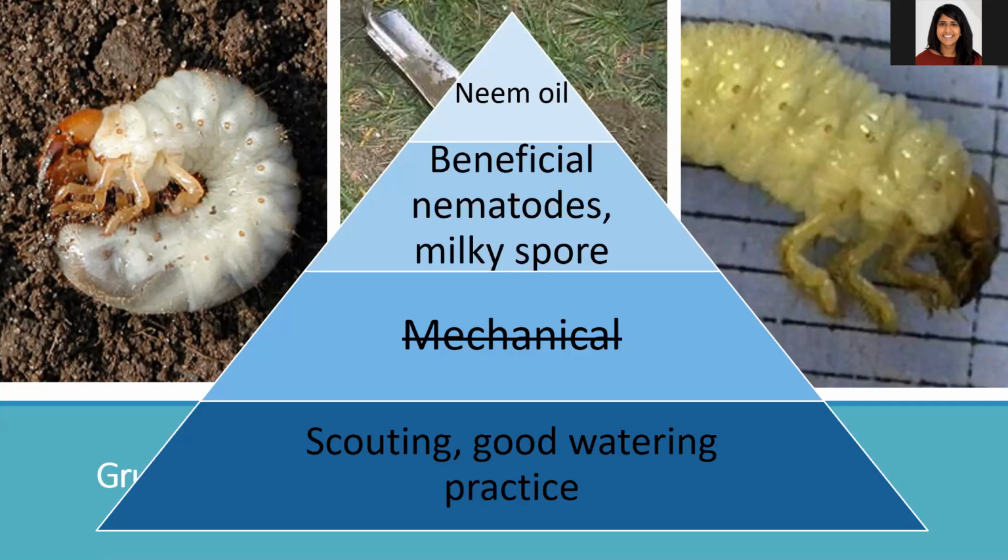Luckily, there are some beneficial nematodes, and there's a bacteria you can buy called milky spore that's shown to be effective against grubs. And if you have a really high infestation, you might try an insecticide. There are organic options available like neem oil, but you still have to follow the instructions on the back of the bottle really carefully.